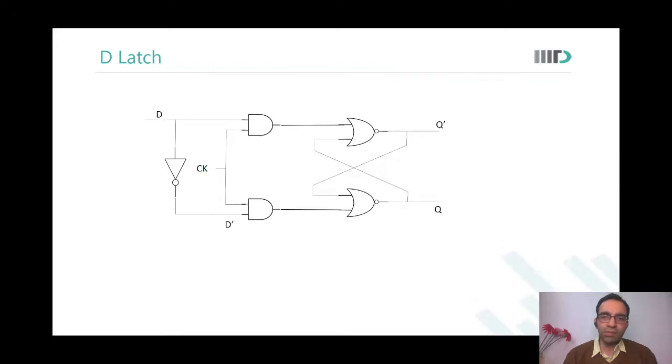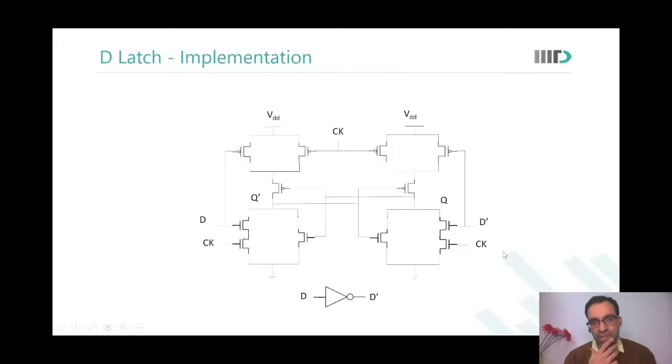Sachi, did you also make the inverter, D to D bar inverter? Some of you are saying 18, some are saying 14, some are also saying 12. In reality, if you also need to make that inverter there, you would need 14 devices, something like this: 12 devices for the complex gates and 2 devices for the inverter. This is the CMOS implementation.